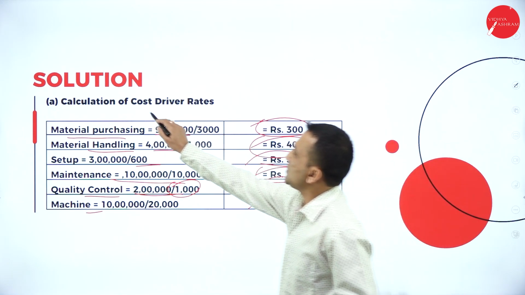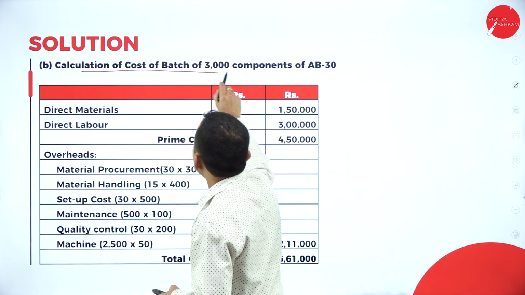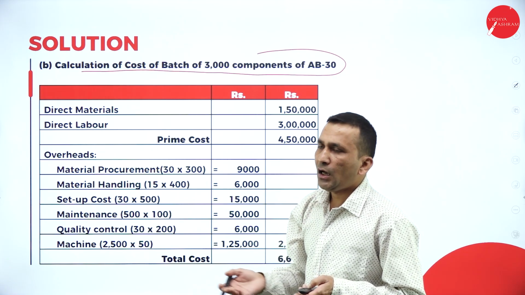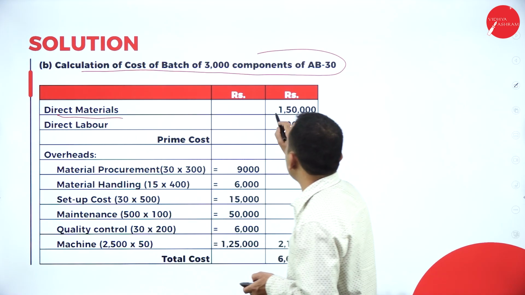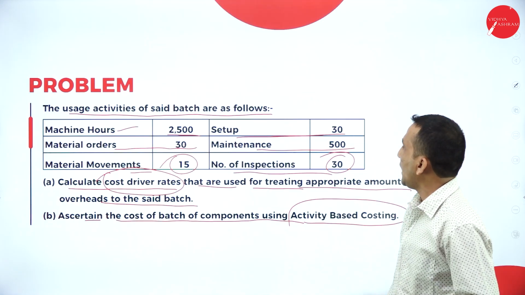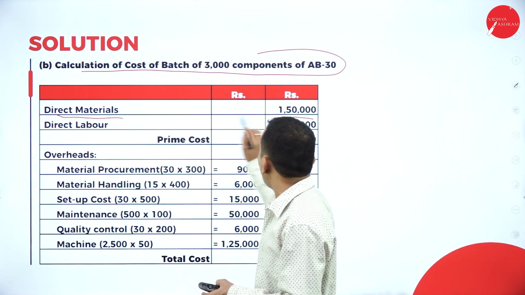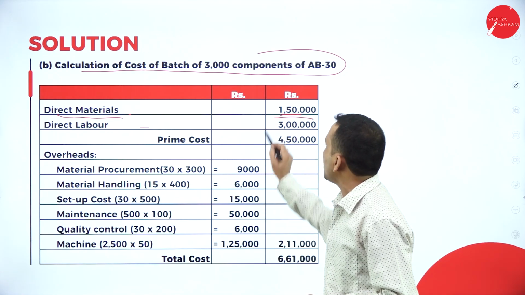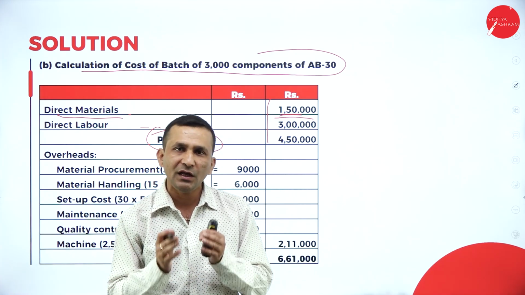Once we calculate the cost driver rate, moving forward, next is the calculation of cost for batch of 3,000 of AB Limited. We use the information given in the question. In the format, direct material cost is given as 1,50,000 and direct labor cost is 3 lakh. We write these directly in the marginal statement format. If you add direct material and direct labor, altogether 4,50,000, we call it the prime cost, which goes directly into production.